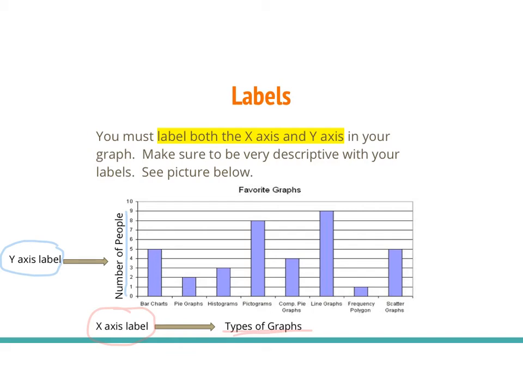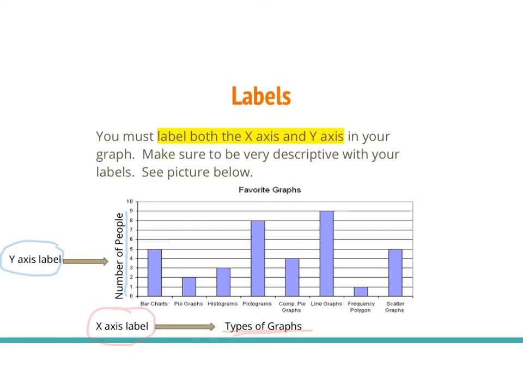Okay? So it shows me then that when I look at this bar chart or graph, if I follow the bar up and over, that 5 people like the bar chart. In other words, of the people surveyed here, 5 people, that is their favorite type of graph.